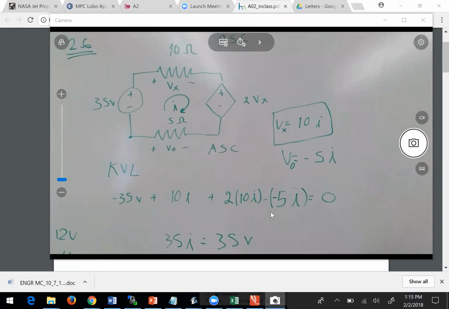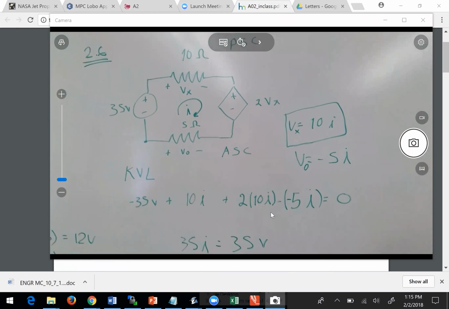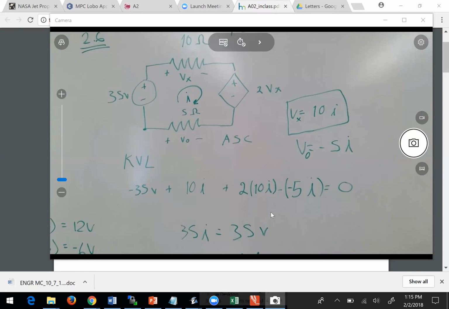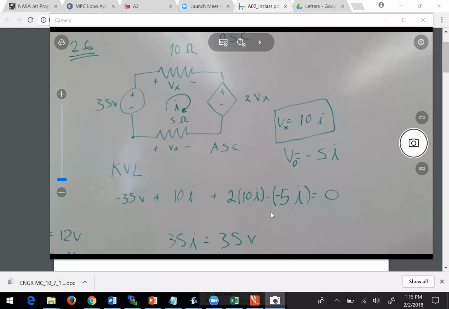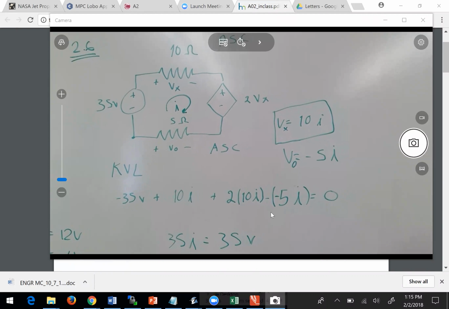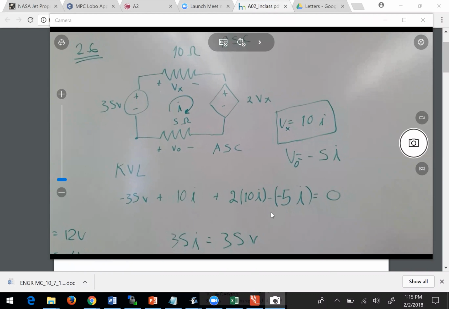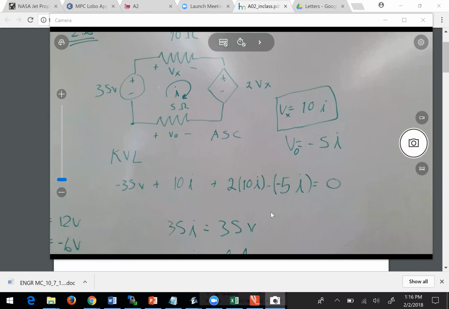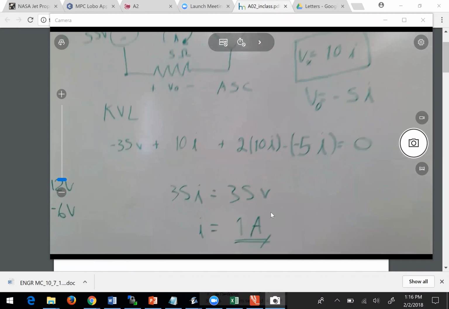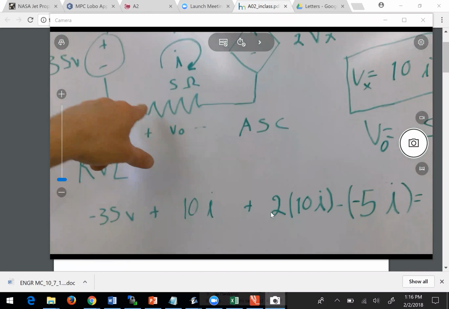But yeah, that's a dependent voltage source, where it's determined by something that also depends on Vx, and your KVL says minus 35, plus Vx, or just 10I, plus 2Vx, and we just said Vx is 10I, so 2 times 10I, minus 5I. Yep. Or, again, if you're not worrying about VO, like if you didn't even know VO was there, you would have just said, well, that's just plus 5I, right?